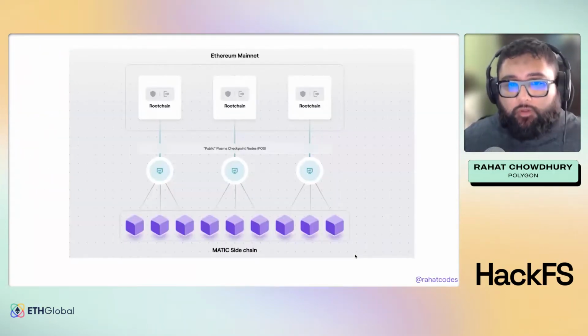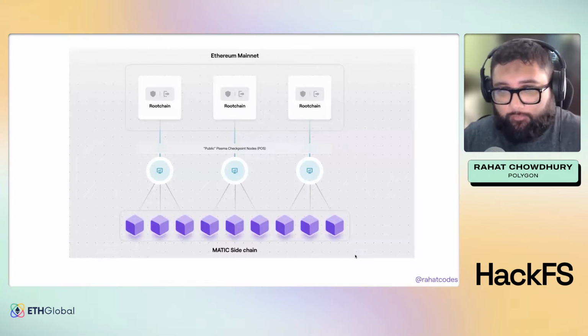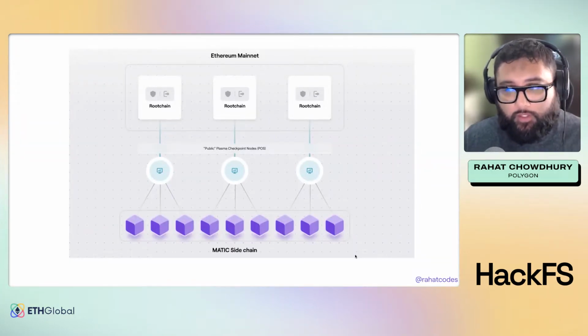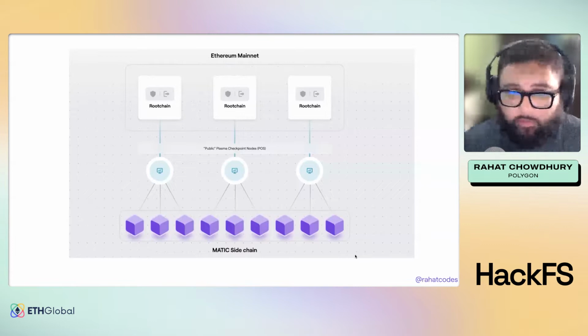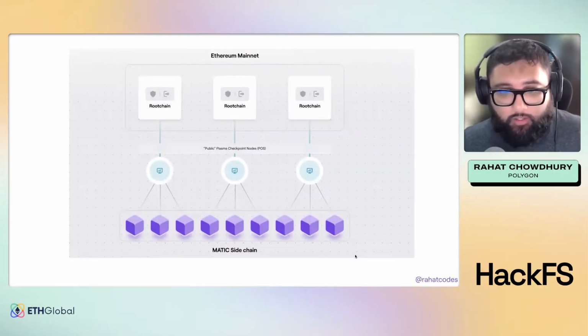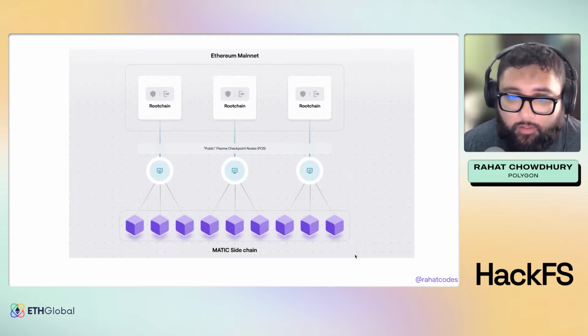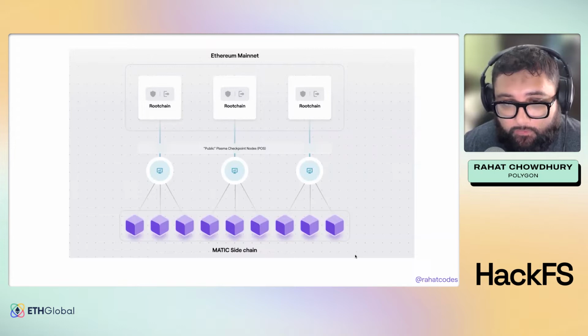So I wanted to give you an overview of how this works at a very high level. At the bottom, you'll see the Matic sidechain, which is where you would do most of your interactions if you're using the Polygon network. If you deploy some smart contracts, et cetera, onto either our testnet, which is the Mumbai testnet, or our mainnet on Polygon, you would interact with that chain specifically.